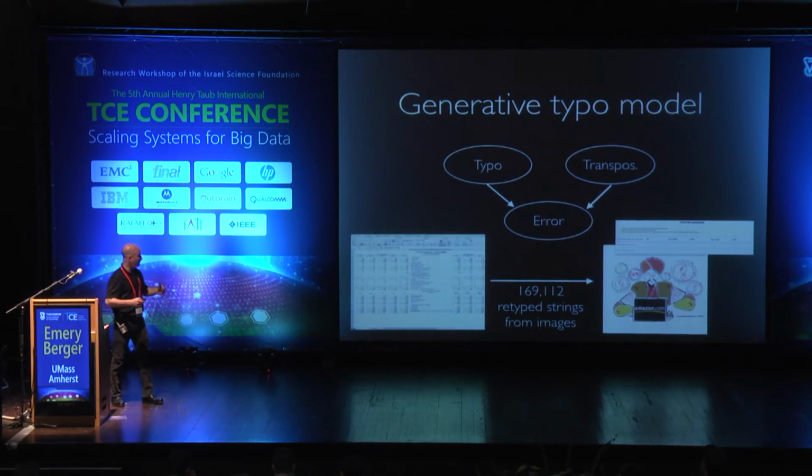And based on that, we were able to build up a typographical error model. And so we could actually apply it to any data, and the data that you get is typical of the kind of mistakes that people would make. Some transpositions, typos of adjacent characters, things like this.